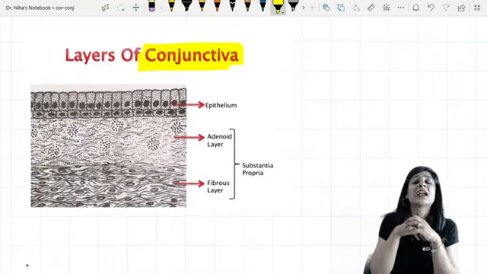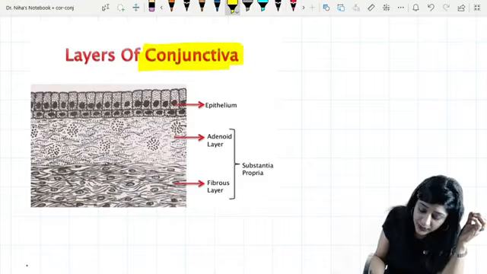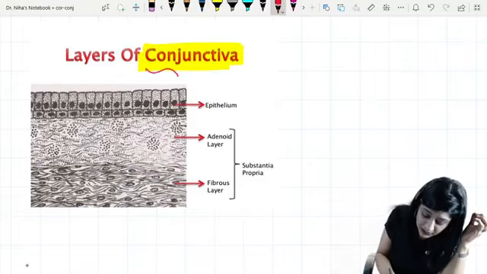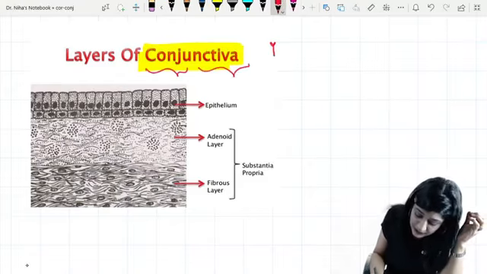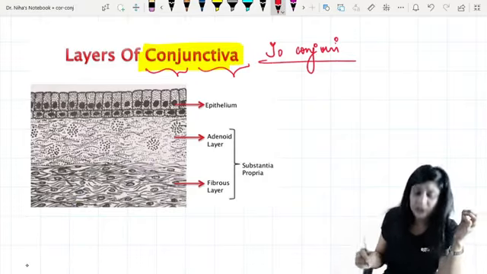So let's get started with the conjunctiva. See, when I use the word conjunctiva, what does this mean? Conjunctiva means to conjoin, right? So basically, if you have the two eyelids and you have the eyeball in the center, you require a membrane that can join the two things. That is the conjunctiva.